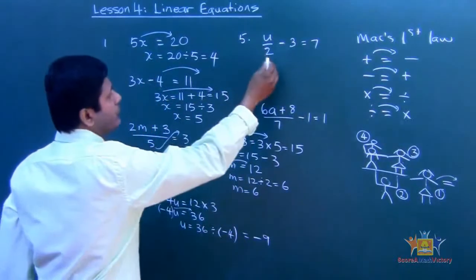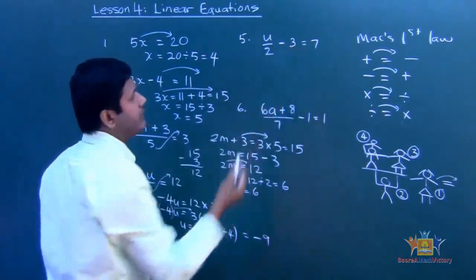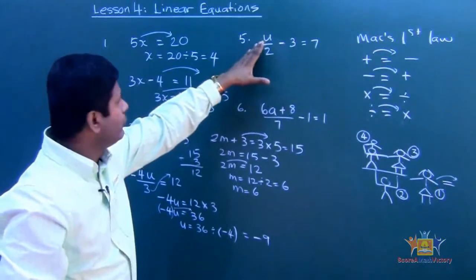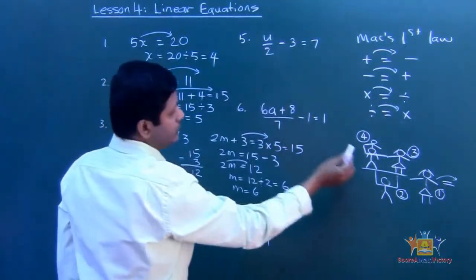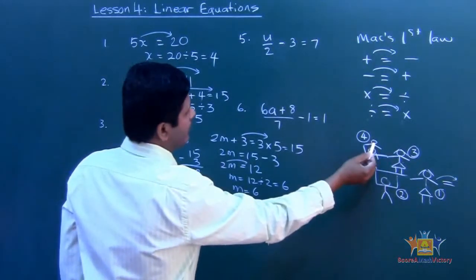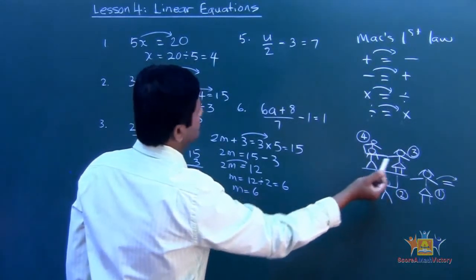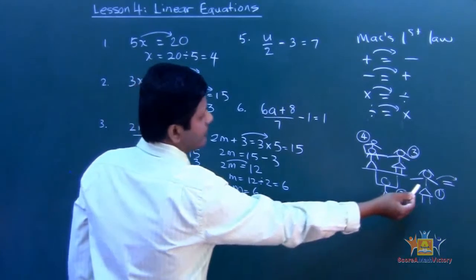Okay, so you've got u over 2 minus 3 equals 7, and you're solving for u. Now let's associate this with the diagram right here. This is u. Who's missing? Your little brother's missing, your sister's missing, your dad and your mom.